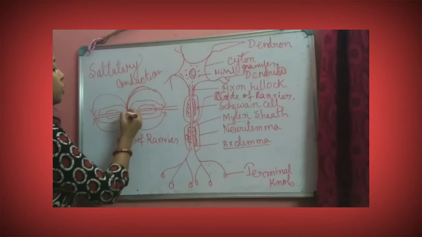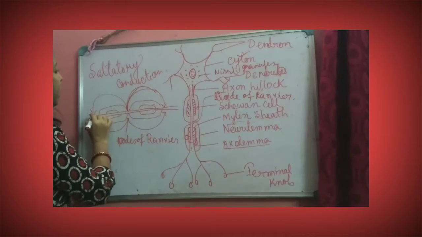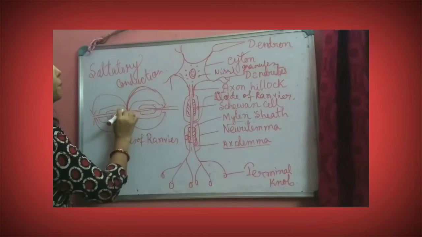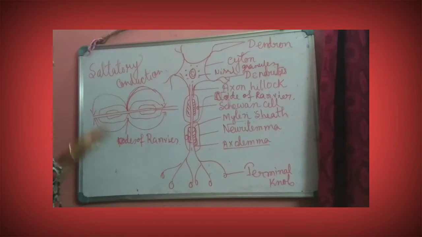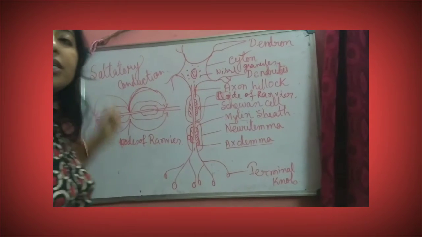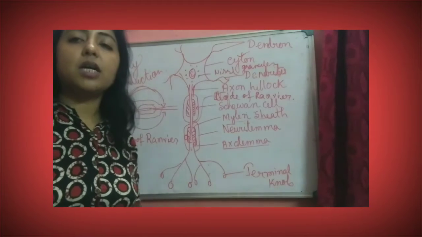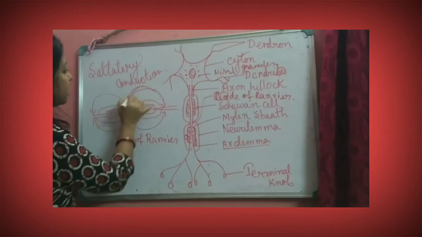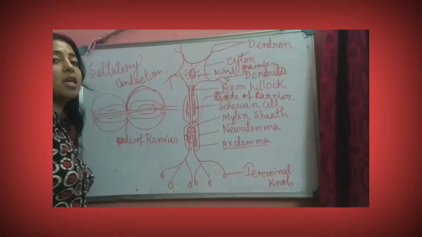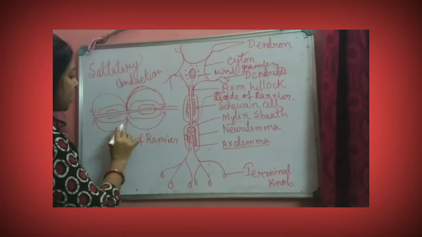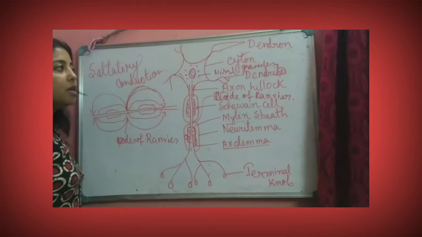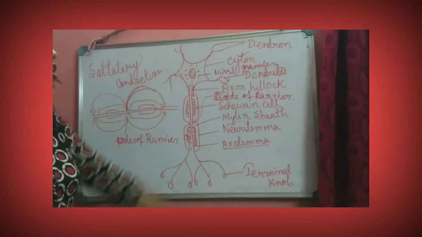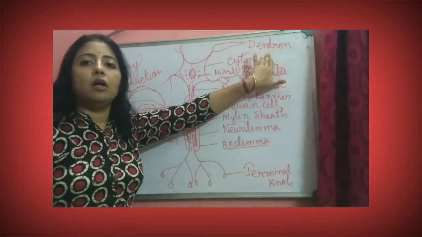So, this is the process by which the nerve impulse passes by jumping, in a rhythmic manner, that is also known as saltatory conduction. The conduction of nerve impulse in a rhythmic manner is known as saltatory conduction. That means from one node of Ranvier to another. Clear? Now I am discussing the function of this portion, dendron.